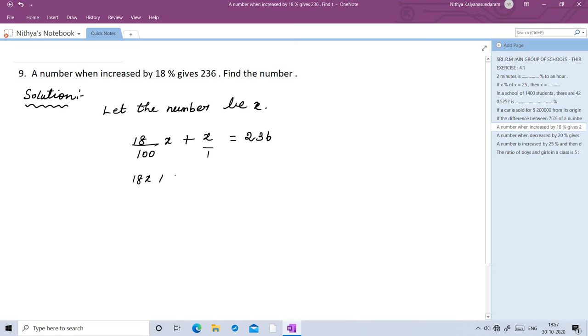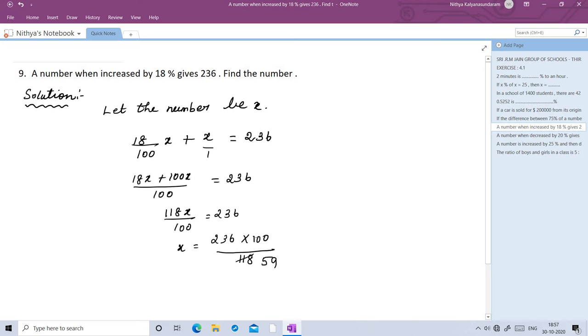So 18x plus 100x divided by 100 is equal to 236. 18x plus 100x is 118x by 100 is equal to 236. So x is equal to, this denominator 100, if you are moving that side, it becomes multiply. So 236 into 100 divided by 118. Multiply on this side, and 118 comes as a division. So cancel: 2 table, 5 twos are 10, balance is 1. 18, 9 twos are 18.